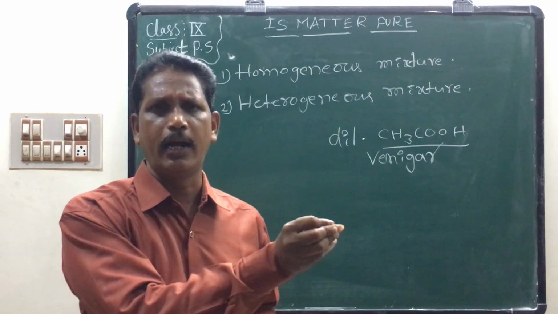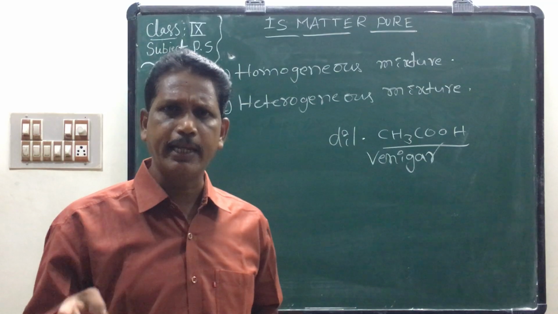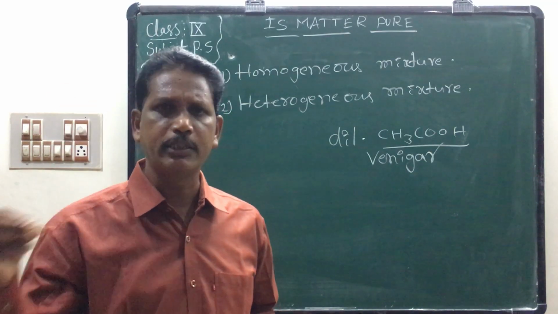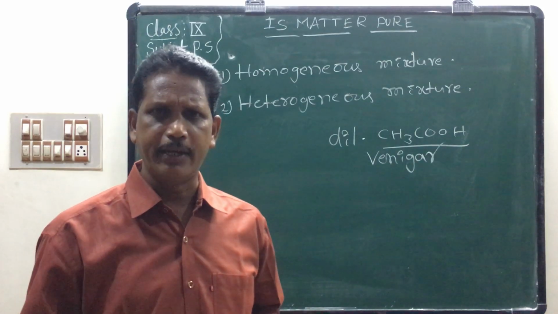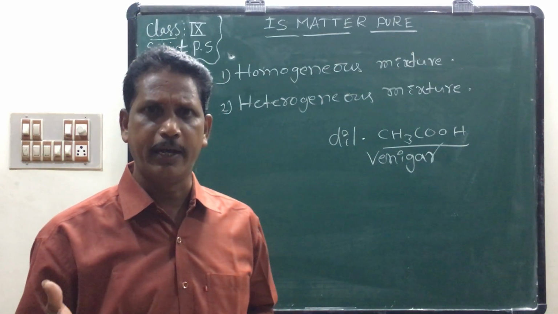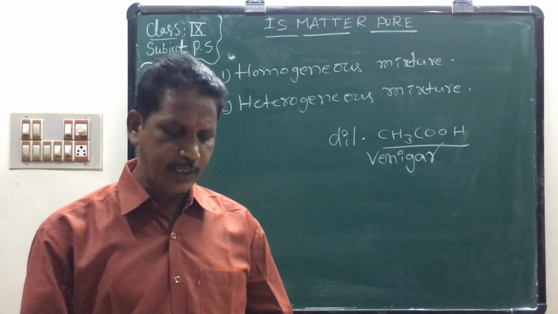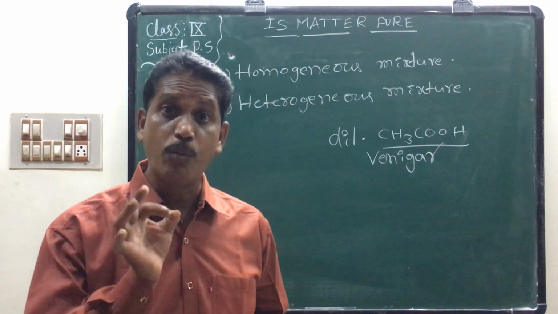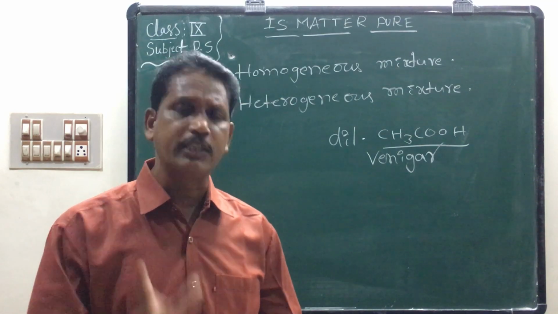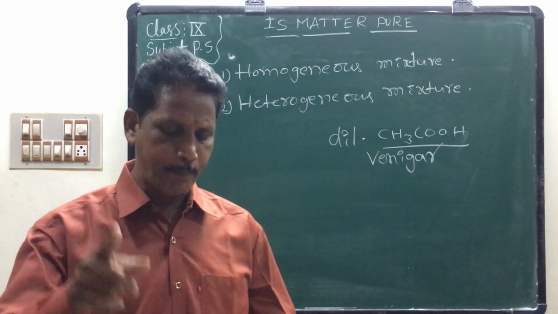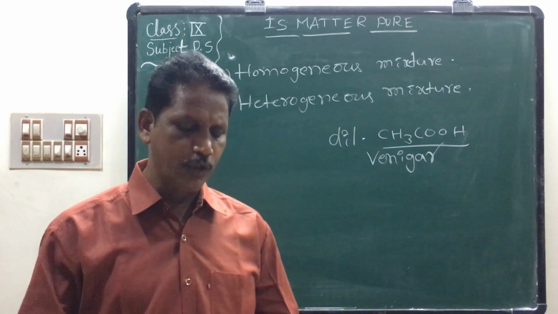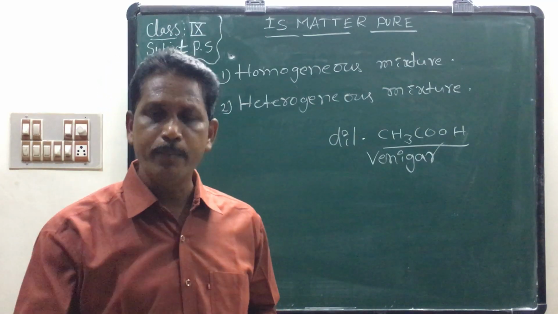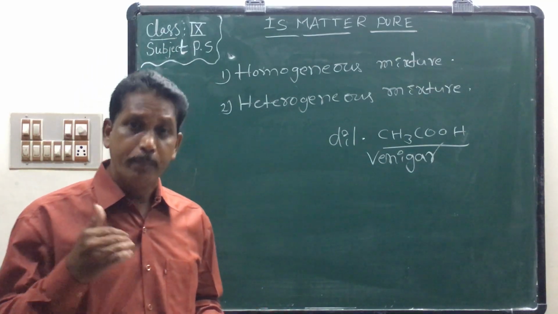This solution is called homogeneous mixture. In the second test tube, the salt does not dissolve in kerosene. This solution is called heterogeneous mixture. Does not dissolve, heterogeneous mixture. Dissolve, homogeneous mixture. In the first test tube, you can observe that the salt dissolved completely, so it is called homogeneous mixture. In the other test tube, the salt does not dissolve, so this type of mixture is called heterogeneous mixture.